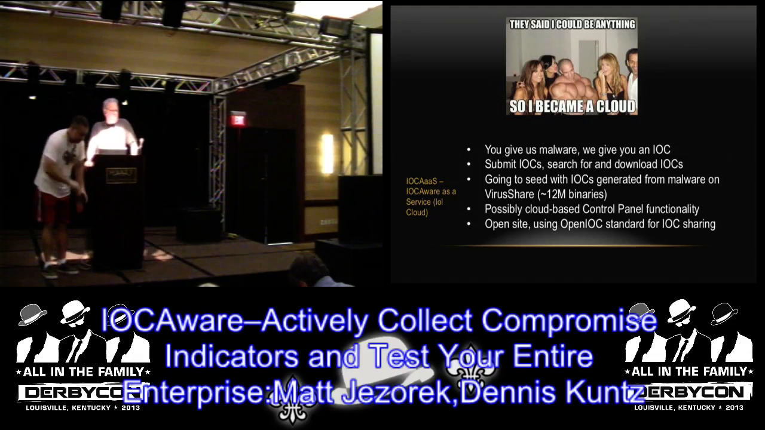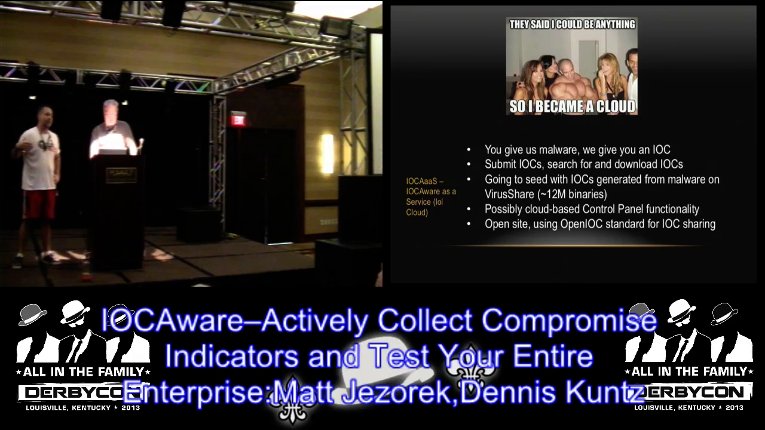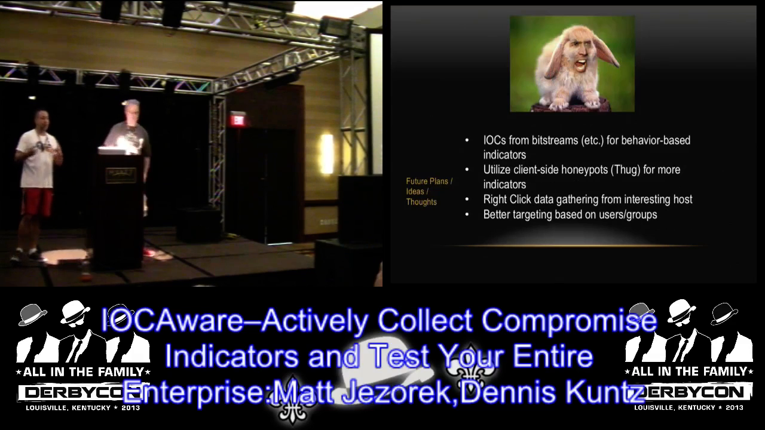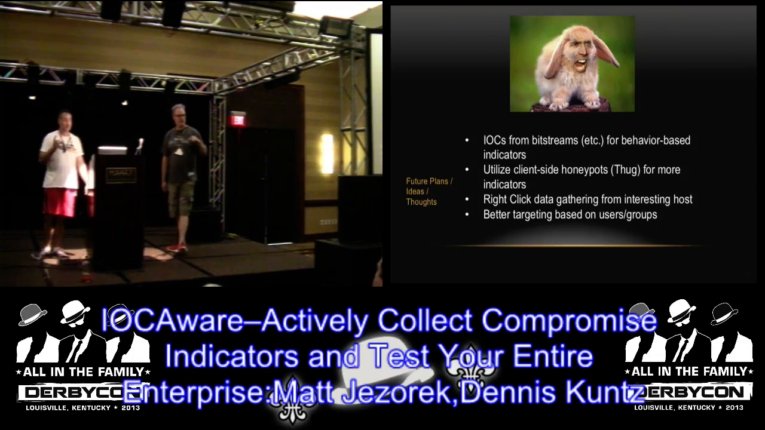So we are trying to come up with a way that people can submit malware and get an IOC so they don't have to have the generator. We're also looking for a way to allow people to share intelligence somewhat anonymously so that everybody else can benefit from it, and also search across IOCs. We're looking at seeding it with the 12 million binaries from VirusShare, creating IOCs from all of those, and having those be the seed for the whole thing. But that's a much bigger endeavor in terms of time and investment. It's part of what we want to do, and you're going to find all that eventually on iocaware.org.